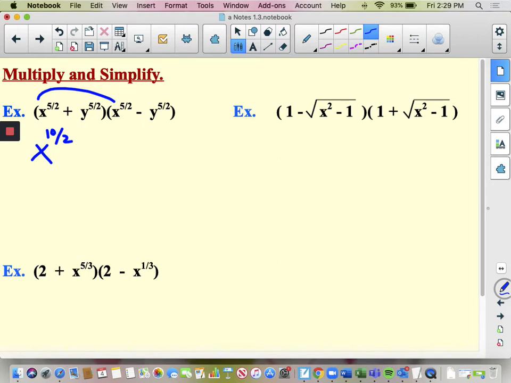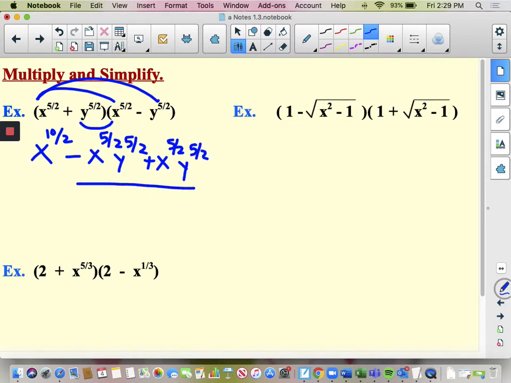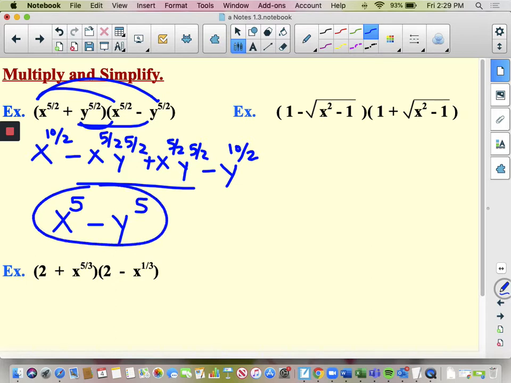I'll change that momentarily. Then you do your outer, so that's going to be minus x to the 5 halves y to the 5 halves, and then your inner is plus x to the 5 halves y to the 5 halves. You can already see these are going to cancel out, right? And then your last is going to be a minus y times y, you add the exponents, so 5 halves plus 5 halves is another 10 halves. And then make that simpler, 10 halves is really 5, and there's your final expansion. So it's really not as scary as it might first appear.